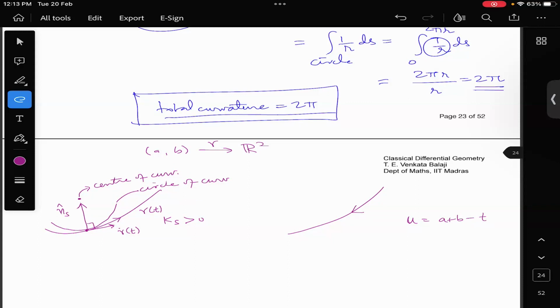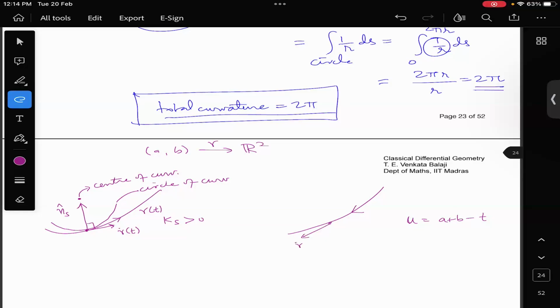So you can make a change of variable like this, and what happens is that it will reverse the parameterization. What I should say is that it will reverse the orientation, and therefore the same curve will now go in this direction. But now you see what happens. If it goes in this direction at this point, the tangent direction has changed. It has become the other.